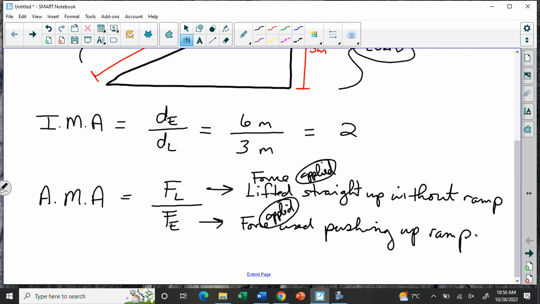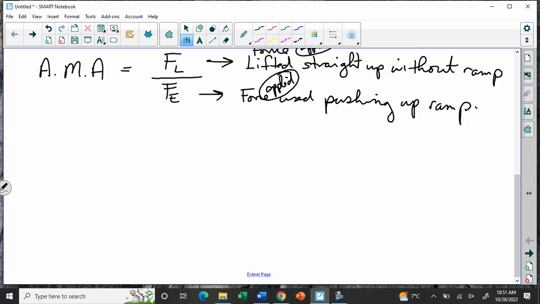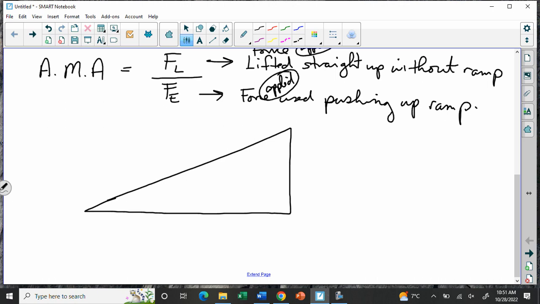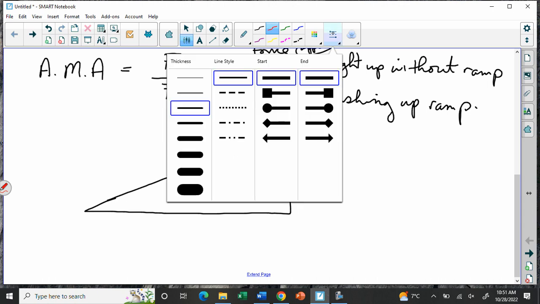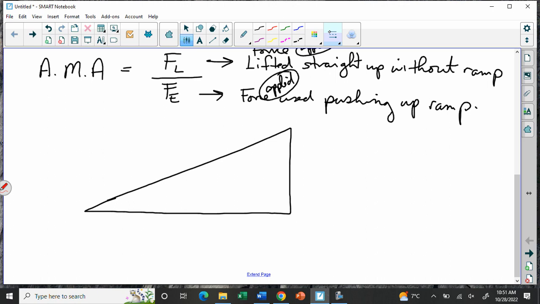Okay, well, how do we figure out those forces? Let's think. I'm going to redraw my ramp here so we can use it again, something like that. And I will put those numbers back in. Let's put the 3 meters here, and let's put the 6 meters here. Okay, so for the load force, let's do that first.